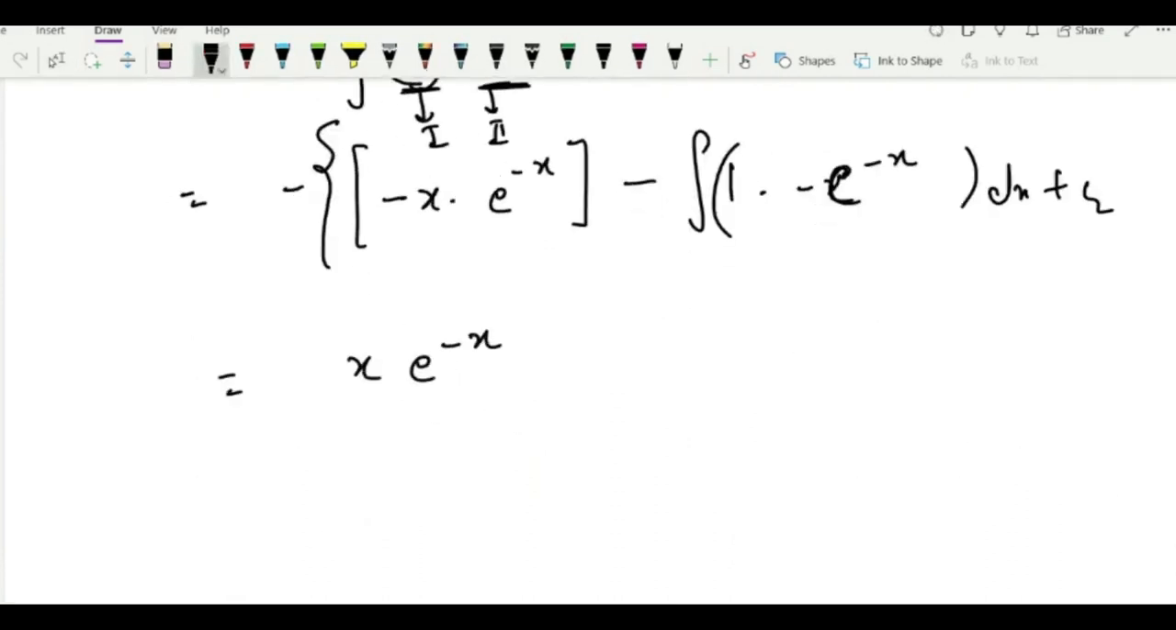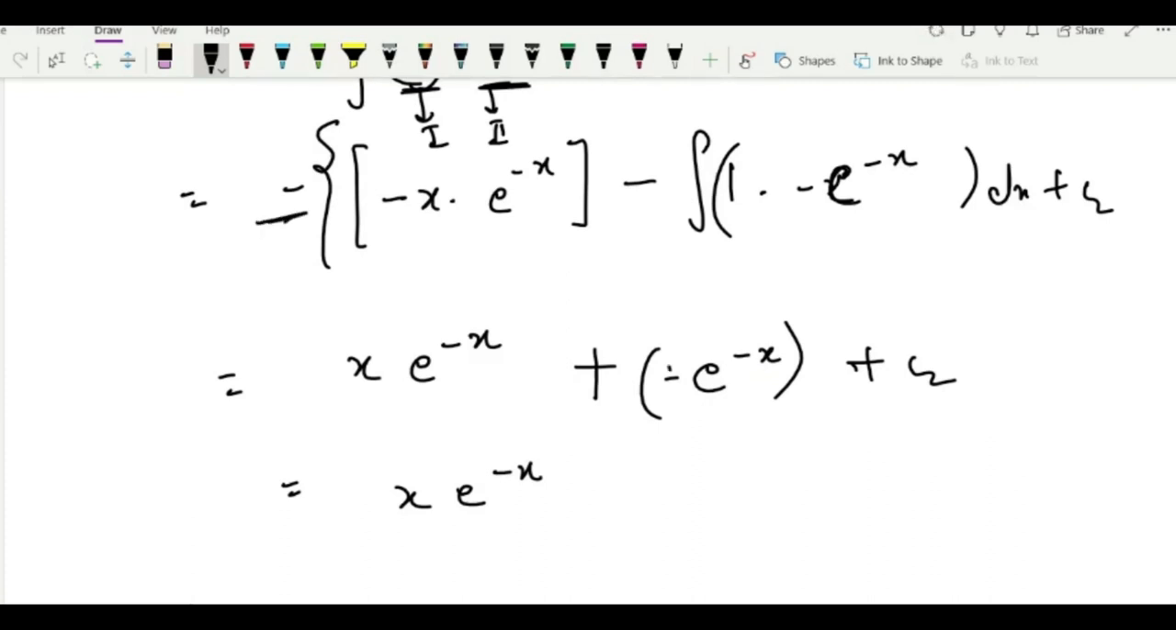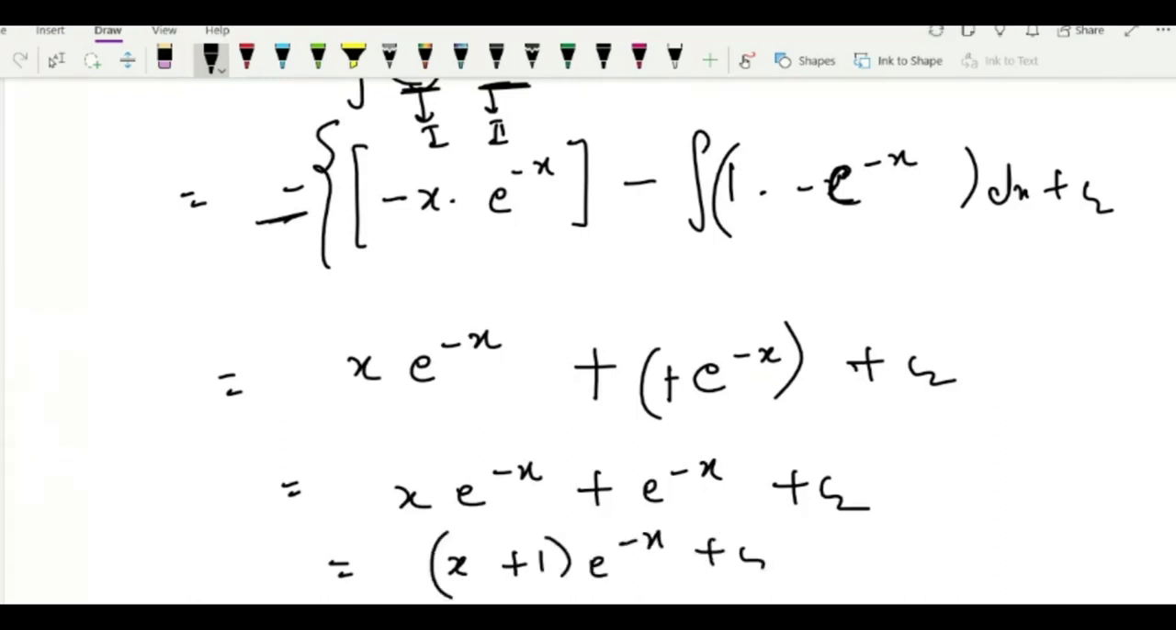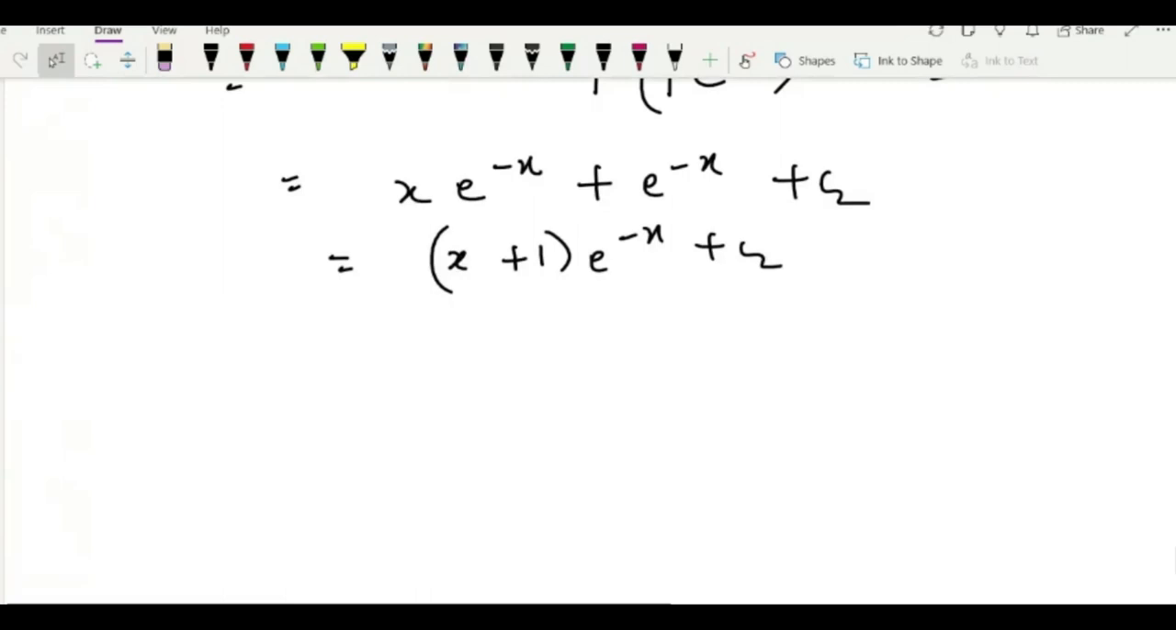We get here x e raised to power minus x, minus minus plus, e raised to power minus x integration again minus plus c2. So here we get x e raised to power minus x, and one more minus sign is there on the lower side, so it becomes plus e raised to power minus x plus c2. So this is our u2. We can take e raised to power minus x common plus c2. So we get u1 and u2 also. Now the final solution is u1 y1 plus u2 y2.